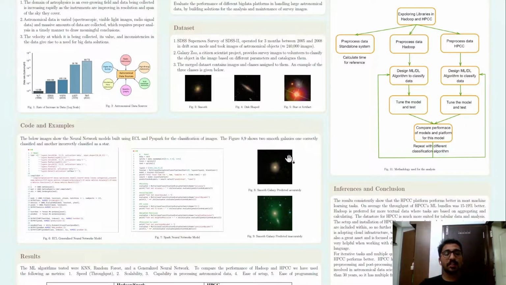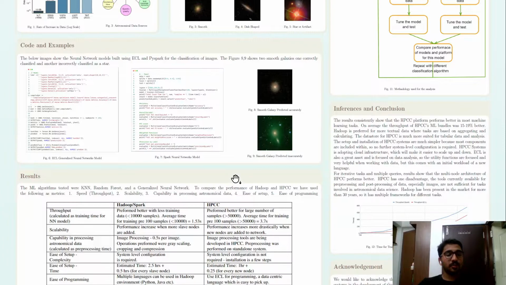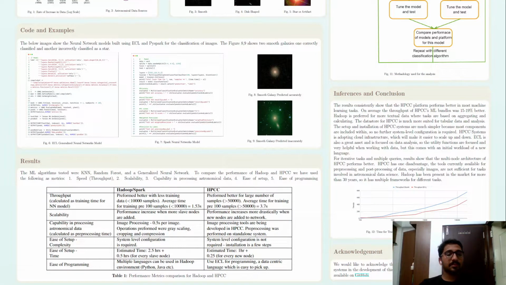This is an example of a smooth galaxy correctly identified as smooth and one which is incorrectly identified as a star. To compare the two platforms, the following 5 metrics were used: throughput, scalability, capability in processing astronomical data, ease of setup, and ease of programming. Let's see how the two platforms fared.